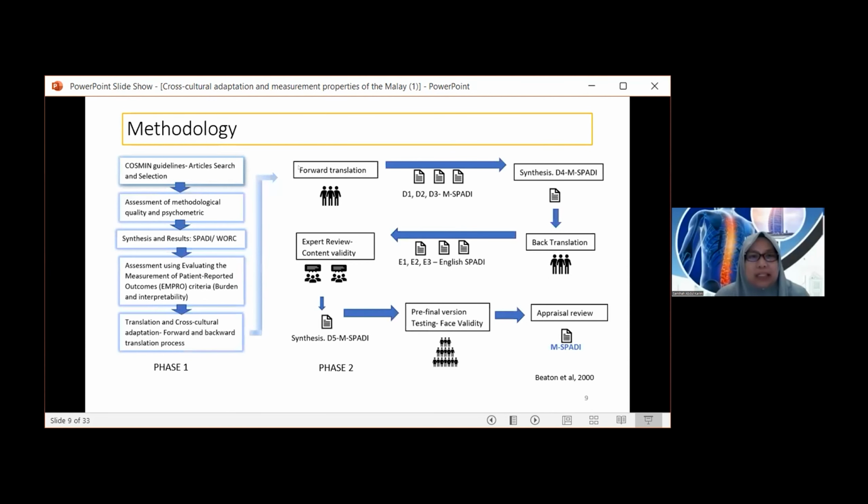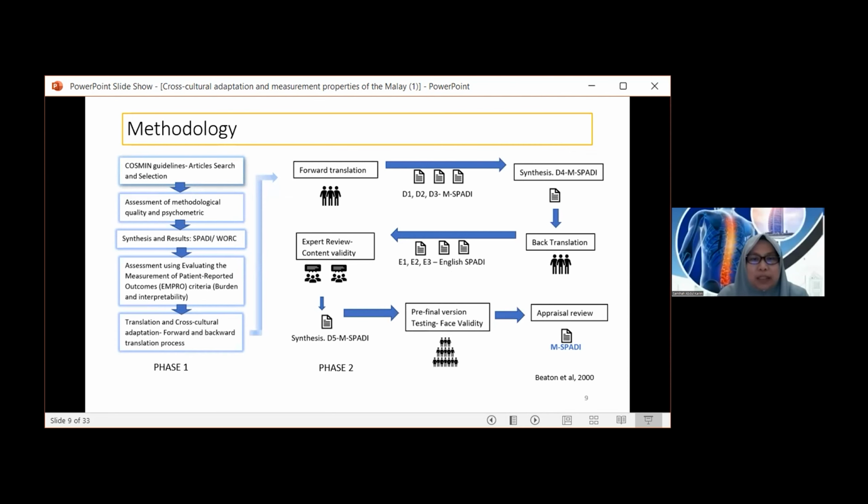For the methodology, the study was divided into 3 phases. Phase 1 was done according to the Consensus-based Standards for the selection of health Measurement Instruments or COSMIN guideline. SPADI was chosen because of less burden and easy interpretation compared to other questionnaires.